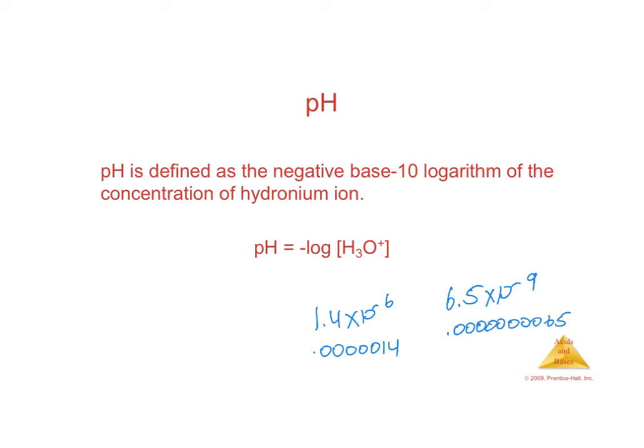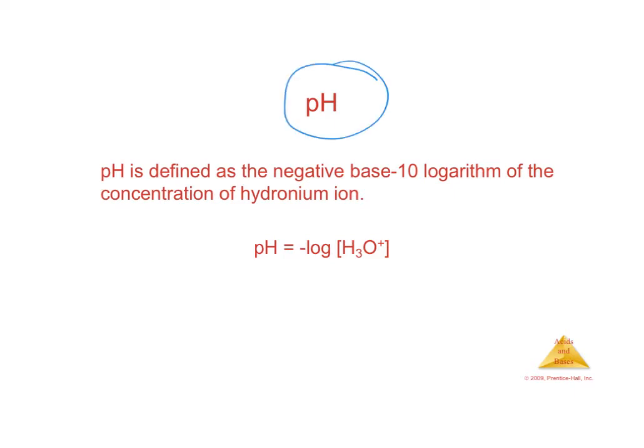0.00000000065. Did I get that right? Oh, forget it. Let's just erase all of it. Why? Because we use a scale that I think most of us are familiar with that makes these numbers much easier to handle, and this is the pH scale. pH is defined as the negative base 10 log of the concentration of hydronium.